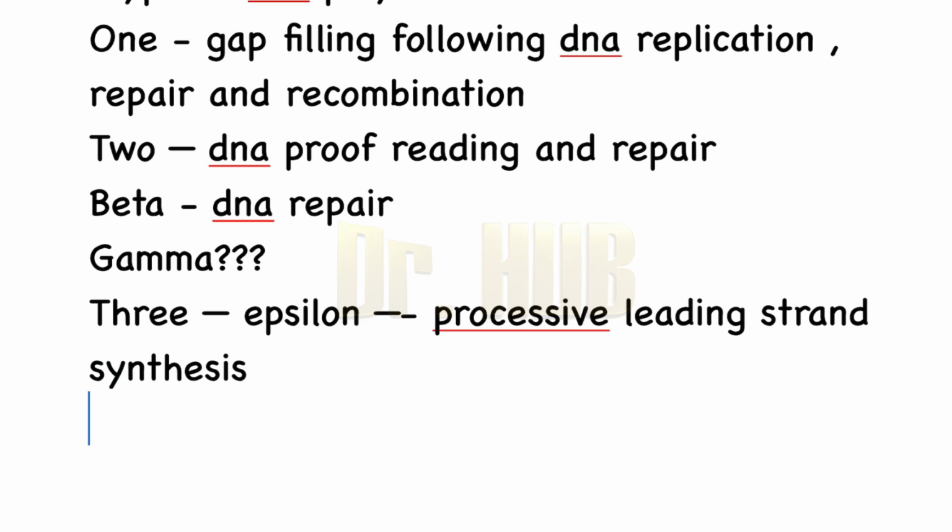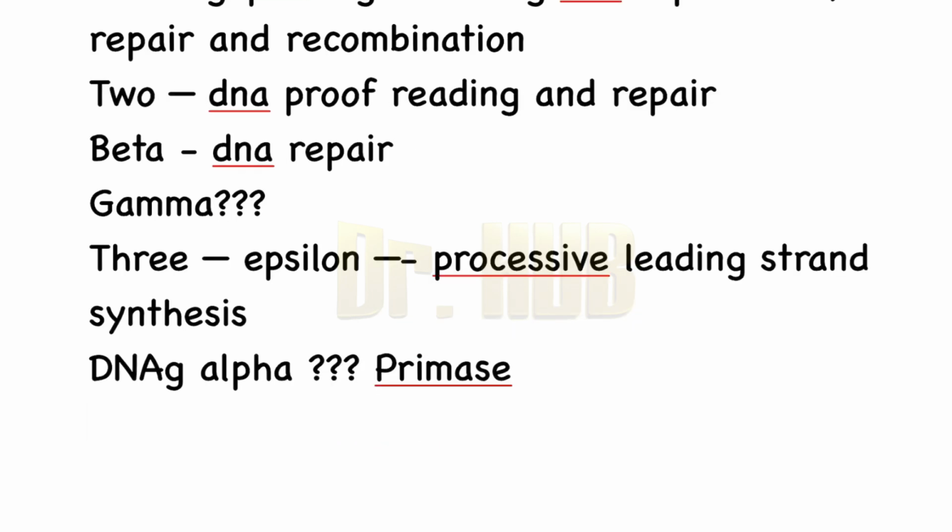Next we move on to the DNA G and alpha. So what is happening here? Here the function is the primase, and then comes the delta. Delta is nothing but the processive lagging strand synthesis.